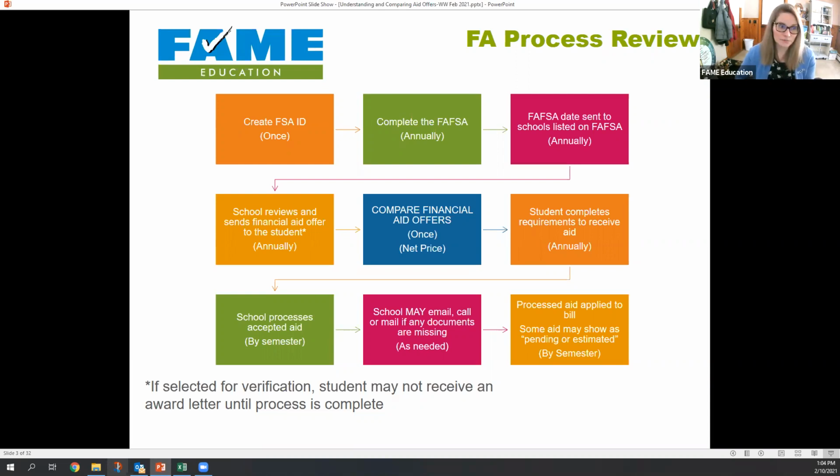And some things are just once a year, but they are just one time, but they are going to have things to complete for financial aid to pay the bill. The school will process it. If there's any documentation, communication from the financial aid office happens throughout.